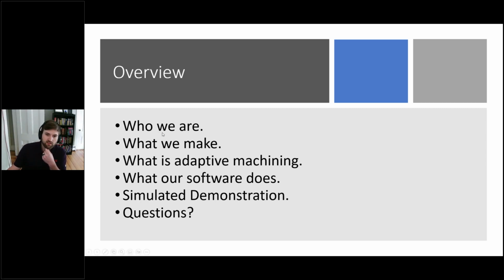In this webinar today, we'll go through a few things. First, we'll talk about who we are as a company, then a little bit about what we make, what actually is adaptive machining, which you brushed on quickly there, and then what our software does. And then at the end, I have a simulated demonstration to show you how our software looks and works in a real life situation. And then, as you said, we'll finish up with some questions.